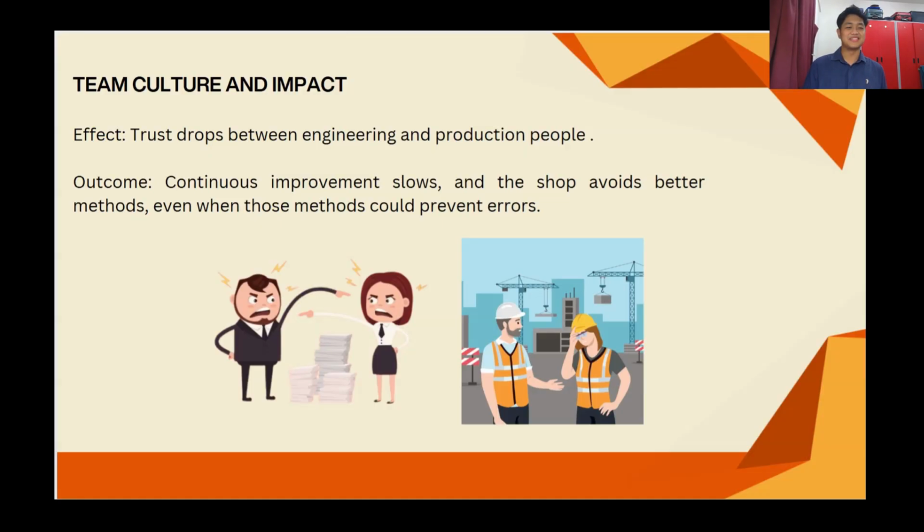What are the outcomes? The outcomes are that continuous improvement slows, and the shop avoids better methods, even when those methods could prevent errors. What are shops? Shops are basically, in this case, customers. So we will move on to the next speaker, and the next speaker is Harith bin Muhammad Aizam.